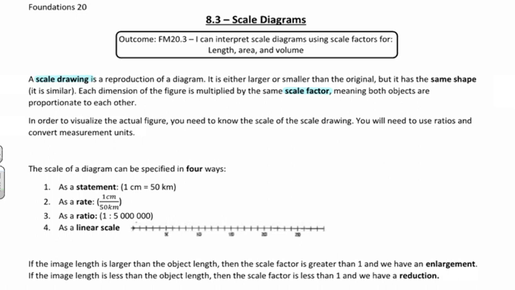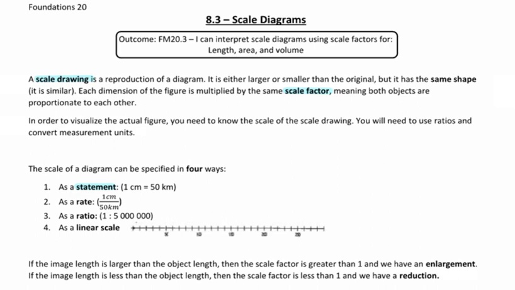to each other. In order to visualize the actual figure, you need to know the scale of the scale drawing. You will need to use ratios and convert measurement units. So there's 4 different ways that a scale diagram can be specified. That's if I just say it's a statement, saying 1 centimeter is 50 kilometers. You would see this quite often on a map in terms of the distance that you would actually measure on a map in comparison to what it is in real life.